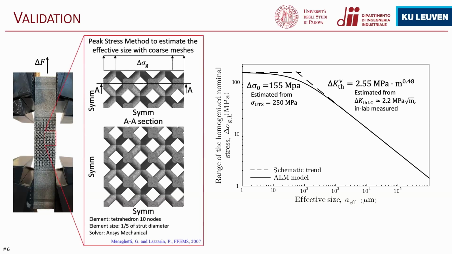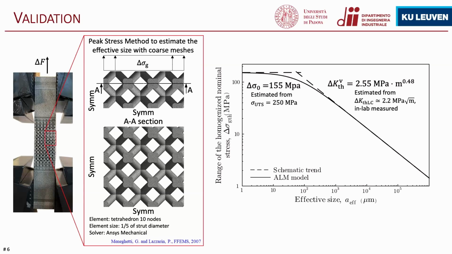To do so, I simulated a portion of the lattice structure, as you can see here, and I used the peak stress method, which is a finite element oriented procedure to rapidly estimate the notch stress intensity factor, from which I can then estimate the effective crack size. So looking at the model I used, here is a portion of the finite element model. For the sake of saving some space, I simulated only a portion of the model, taking advantage of all the symmetries. And there is a remote load delta sigma g. Here you can see a cross section of the specimen.